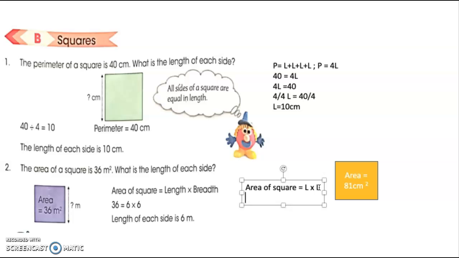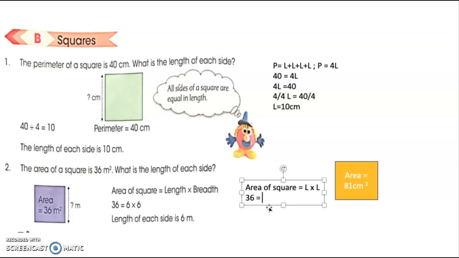The length, the distance, the amount of length and breadth in a square is the same. That's why we have been saying that it's all L. So I will say the area of a square is length into length. They have given the area, so it's 36.